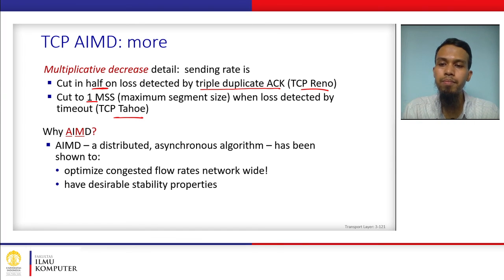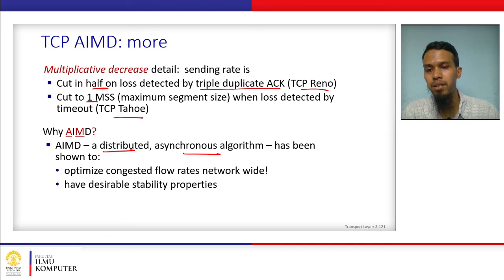And why AIMD? AIMD is distributed. It can work in each host. It doesn't need any notification from the network, and it's asynchronous. It optimizes congestion flow rates network-wide, so it can work across the network. It can be proven by simulations and experiments, and it's quite stable. It's not giving any problem to the network. So I think that's it for now. Let's continue with some more congestion control mechanisms in the next video.